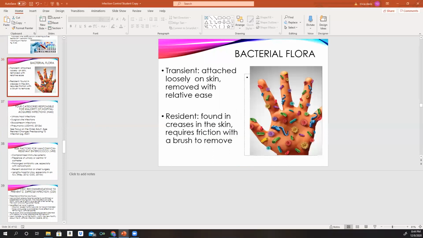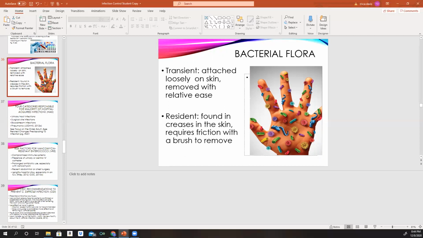All right, so bacterial flora. So there's two types of bacterial flora that are normally found on our hands. We have transient bacteria and resident bacteria. Transient bacteria are attached very loosely on the skin, and although they're usually easily removed by thorough hand washing, they do have the potential to adjust to the environment of the skin where they're present in large numbers, and over a long period of time, they can turn into resident bacteria.